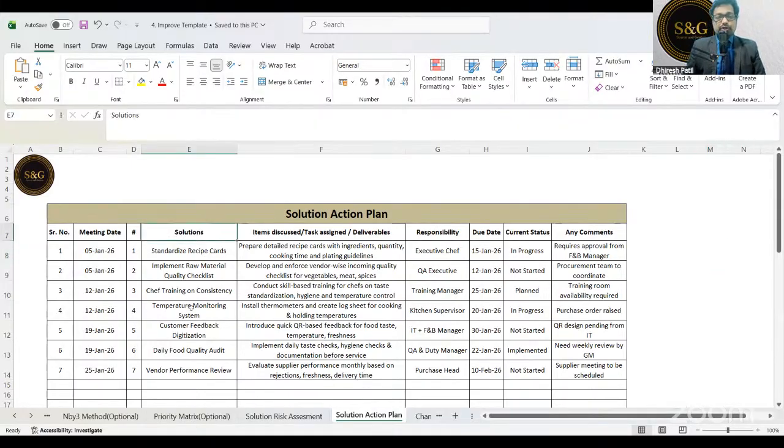So this is the solution. Then for the solution, what actions you have to take, who is the responsible person, what is the due date, what is the current status, comments, etc. So a sample solution action plan has been provided for you.